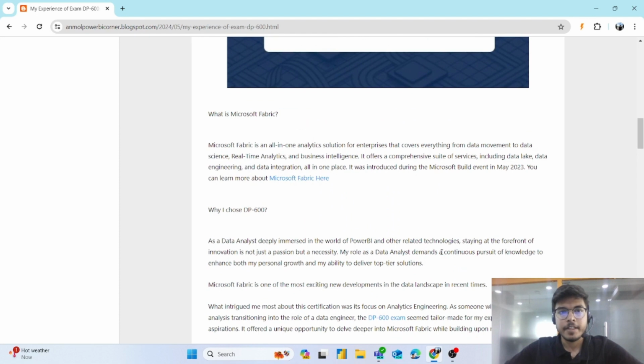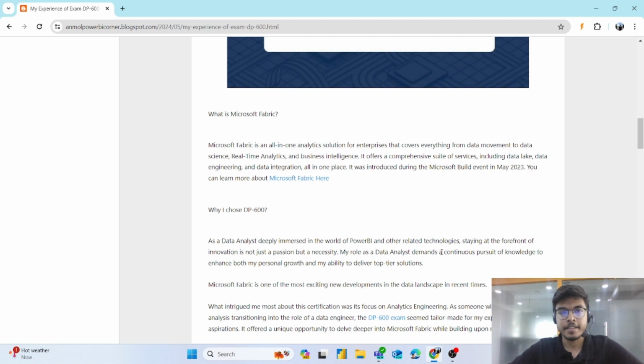We'll begin with what is Microsoft Fabric. In May 2023, Microsoft launched Microsoft Fabric, which combines all the technologies provided by Microsoft, such as Azure, then data lakehouse, data warehouse. These are all combined within Microsoft Fabric, including Power BI and PySpark, Notebook, everything.